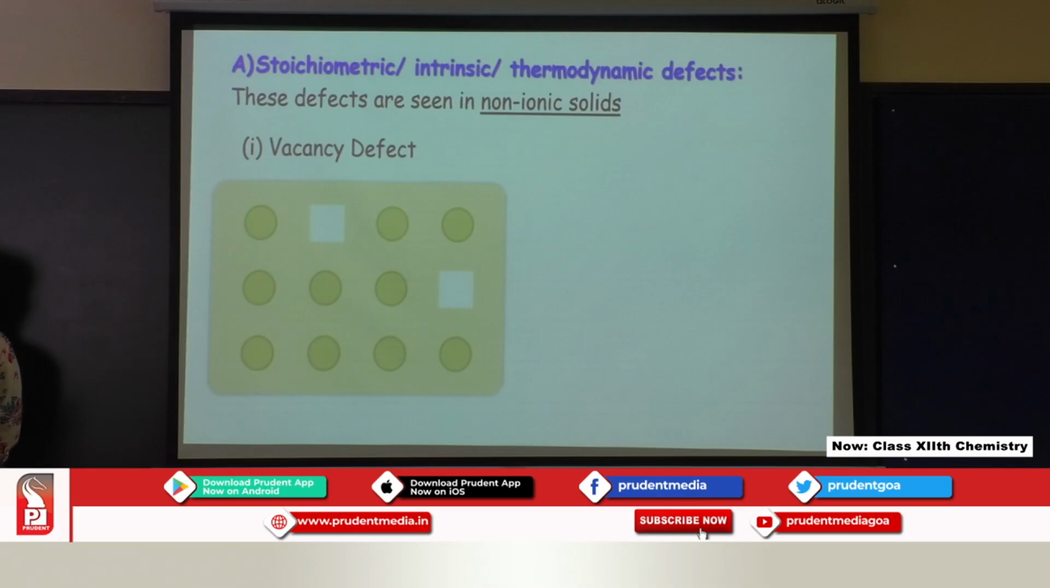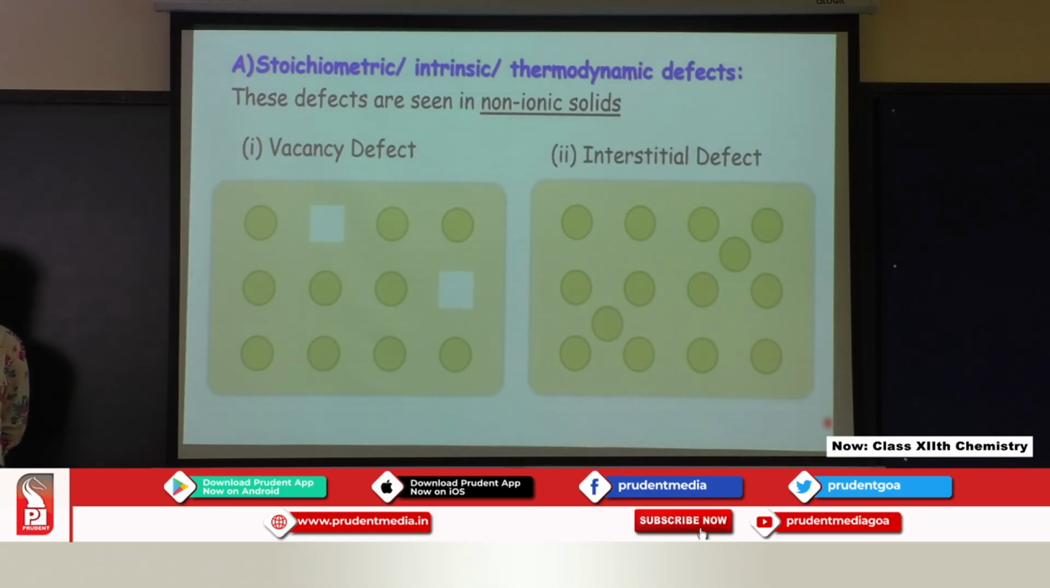Non-ionic solids show this particular type of defect, that is stoichiometric or intrinsic or thermodynamic defects. The first subtype under these is a vacancy defect. By looking at the figure, you would be able to understand that here the crystal is imperfect because there are 2 atoms that are missing, and hence there are 2 vacancies that are created in this particular crystal. In the next type of defect, that is interstitial defect, you will observe that there are atoms which are present at the interstitial sites. So we thus have 2 extra atoms which are occupying interstitial sites in this particular figure.